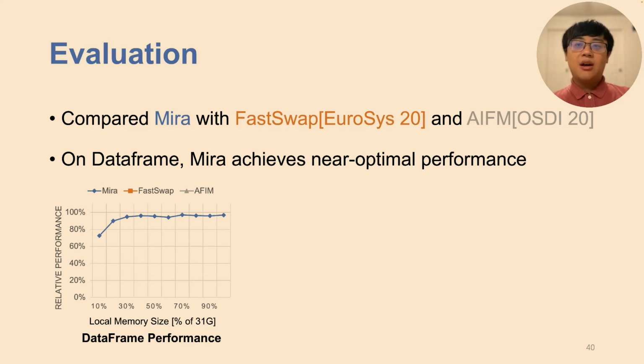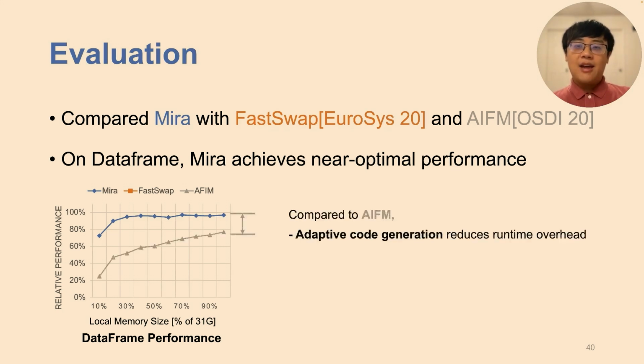We compare Mira with the state-of-the-art swapping system, FastSwap, and the state-of-the-art file memory programming model, AFM. For the C++ data frame application, we show relative performance against running everything locally as the y-axis, and different percentages of local memory available as the x-axis. Mira achieves near optimal performance, as shown in the figure. Compared to AFM, without having adaptive generation, AFM incurs a high runtime overhead even if it's given a lot of local memory that is able to hold the whole workload inside.